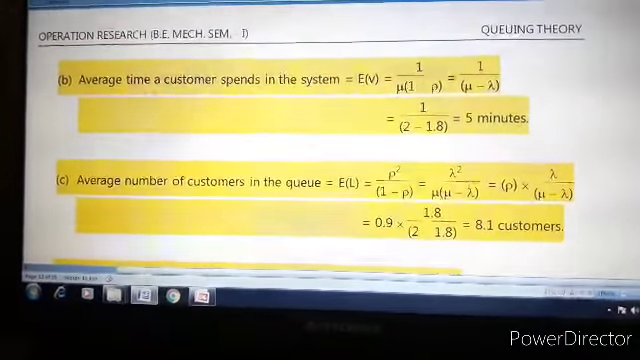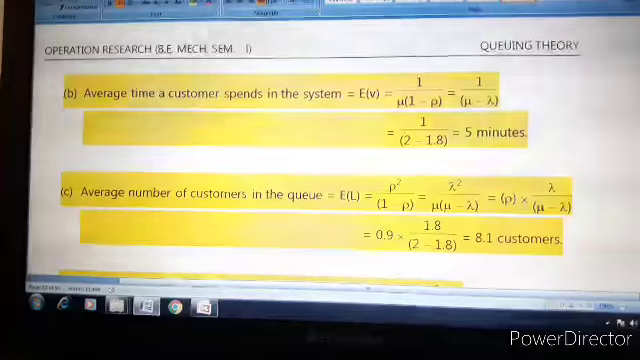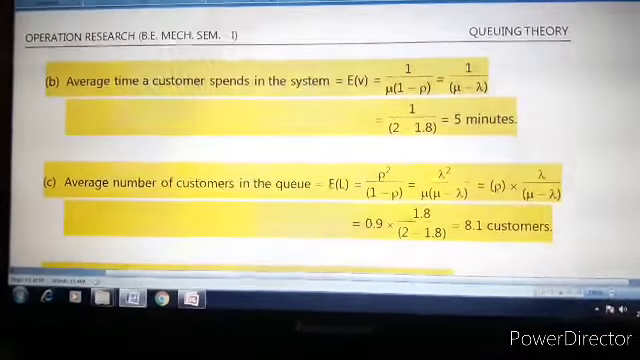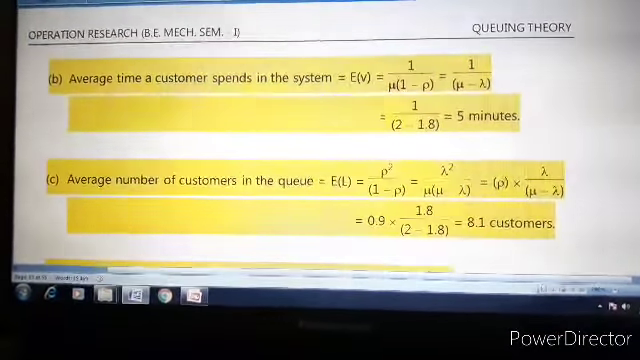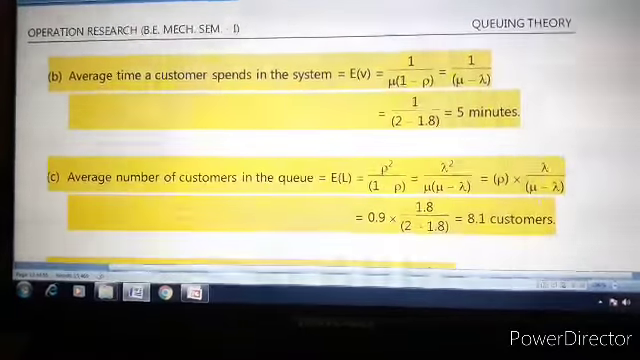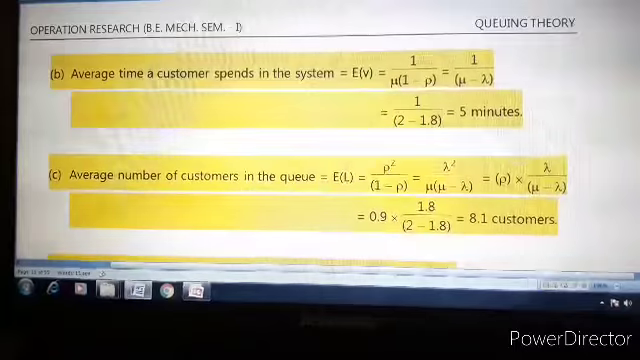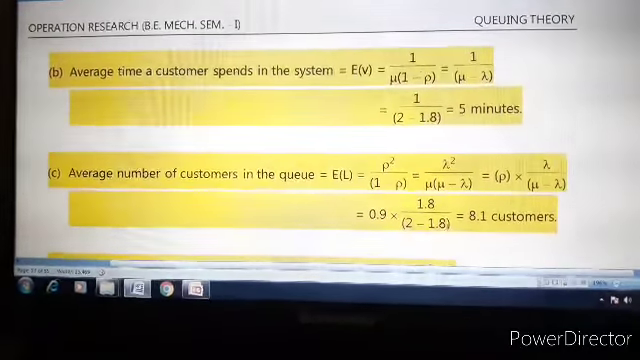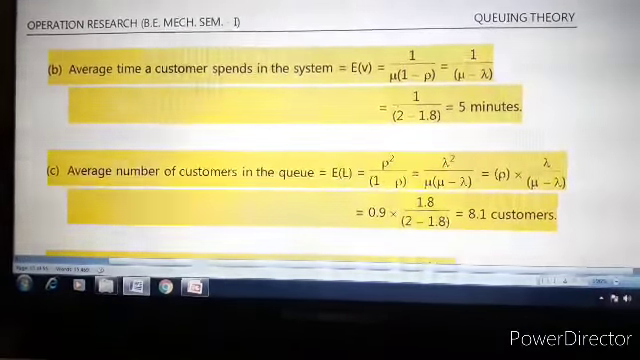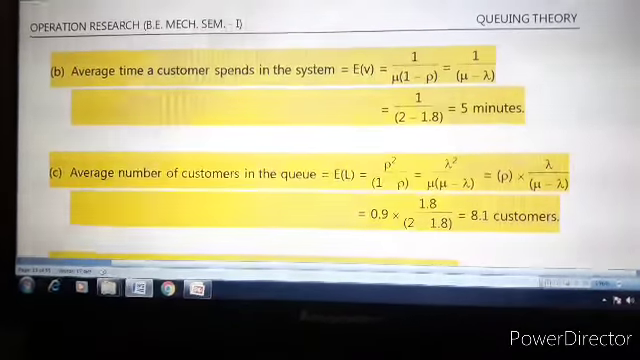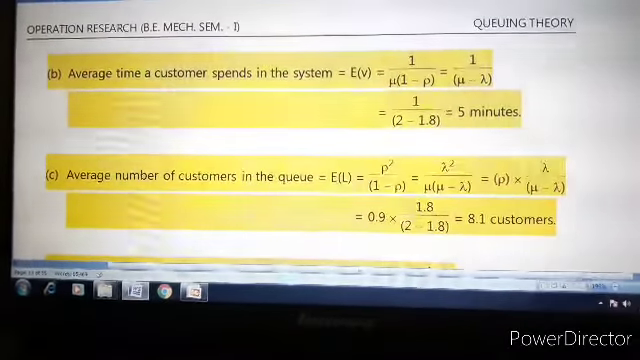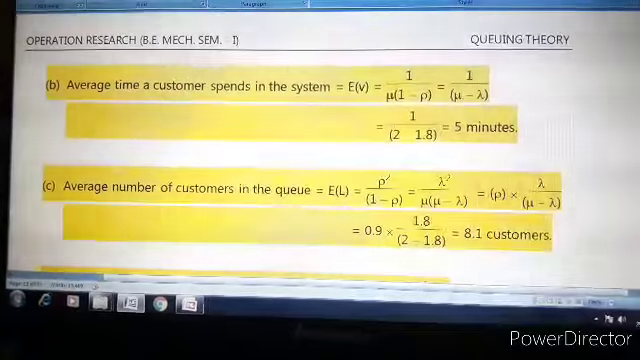So here we can write the values: rho is 0.9, lambda is 1.8, and mu is 2. So this is 0.9 into 1.8 divided by (2 minus 1.8). After calculation we get 8.1 customers. So the average number of customers in the queue is 8.1 customers.